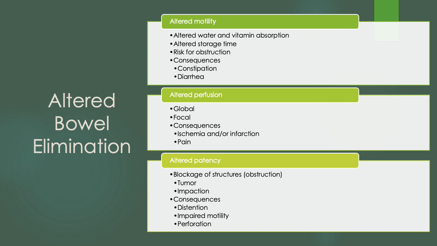And this is where you have an actual obstruction in the GI tract. This can come in the form of tumors or impaction. And as far as our consequences, we see this present itself as distension. We can see impaired motility, which we talked about earlier in this slide. And then you can have perforation, which is an actual hole inside of the GI tract. All of these would be considered altered bowel elimination issues and should be considered when you are dealing with a patient that has bowel issues.